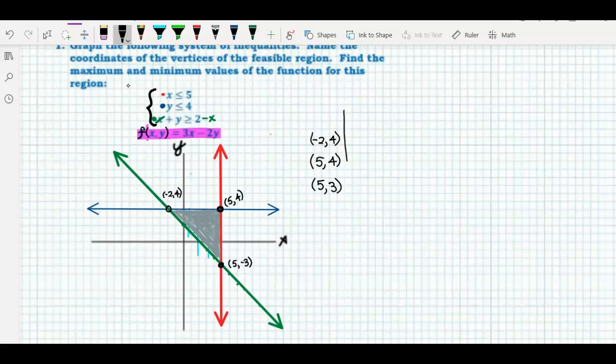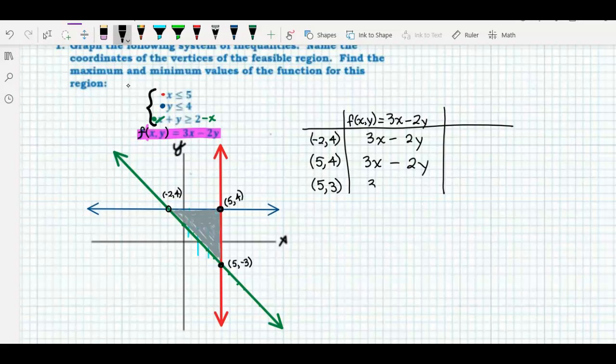and I want to run them through my optimization function. F of x y equals 3x minus 2y. To get my answer, 3x minus 2y. I'm going to take out the x and I'm going to replace it with what x equals. I'm going to do that for each one.